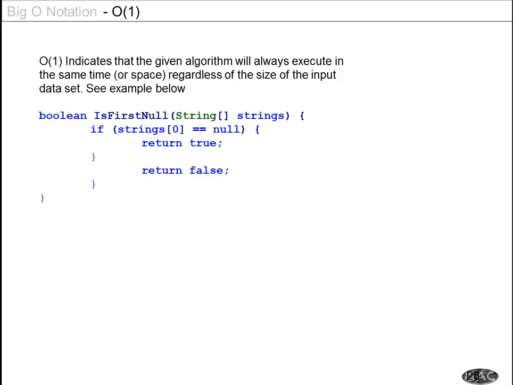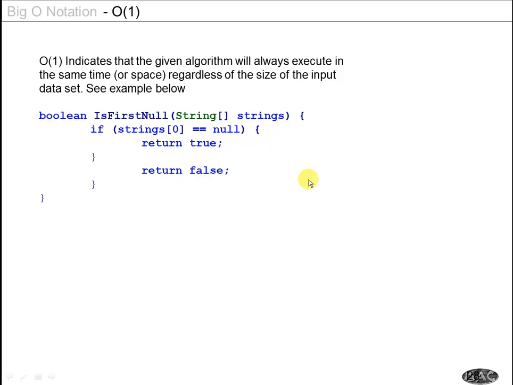Now let us see one example of order of 1. What it means is that order of 1 indicates that the given algorithm will always execute in the same time or space regardless of the size of the input data set. I am finding out, if you give me an array of strings, whether the first string is null or not. For that, I will write this code: if string[0] equals null, return true, else return false.